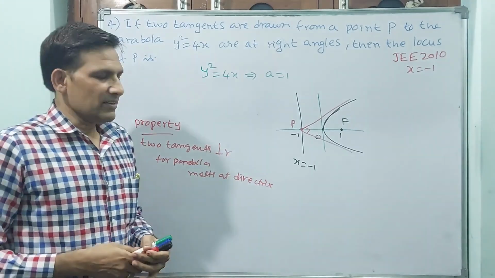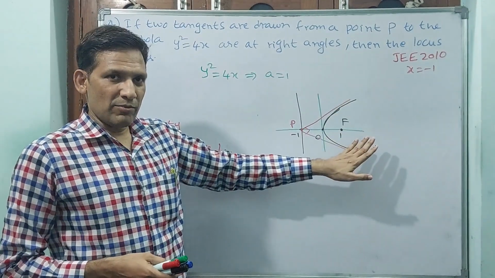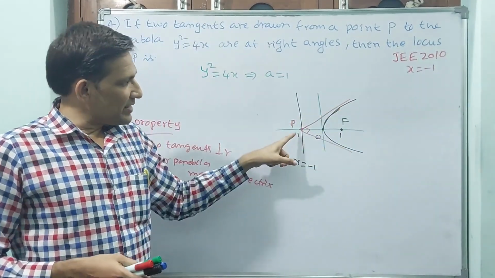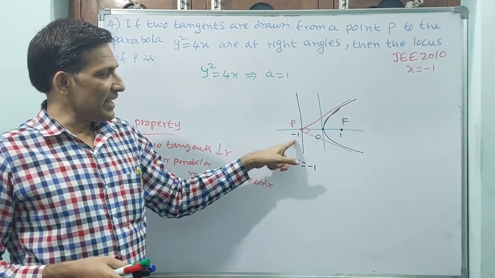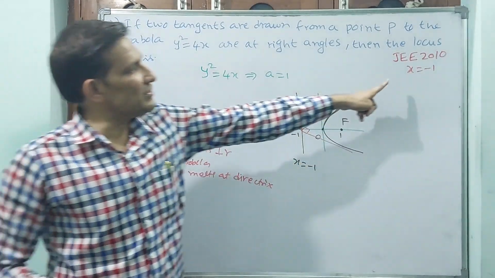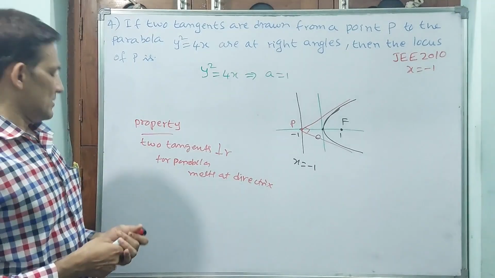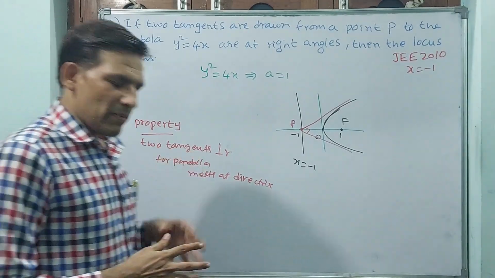This is the property. That means if two tangents are there for the parabola, and the two tangents meet at the directrix, the directrix is x is equal to -1. That means this is the answer. The locus is x is equal to -1. Okay.